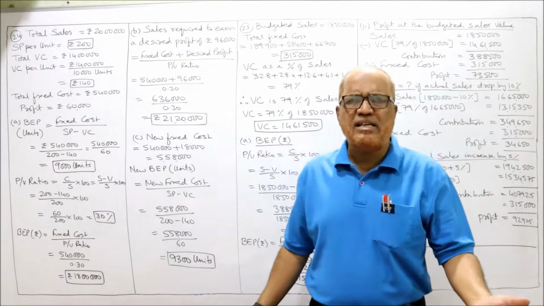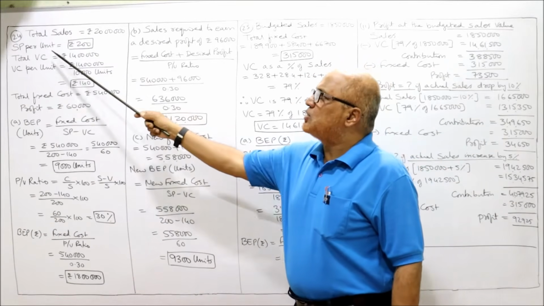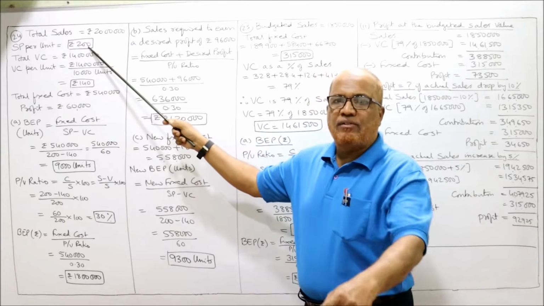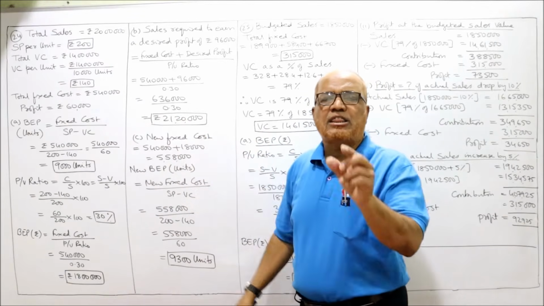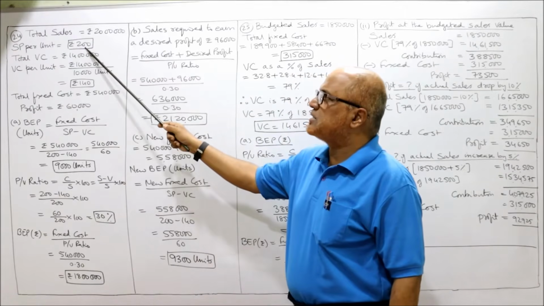One by one we'll attempt. It's very simple. Total sales are 20 lakh and selling price per unit 200 rupees given in the problem. First line it is given 10,000 units are sold at rupees 200 each. So 200 rupees selling price.